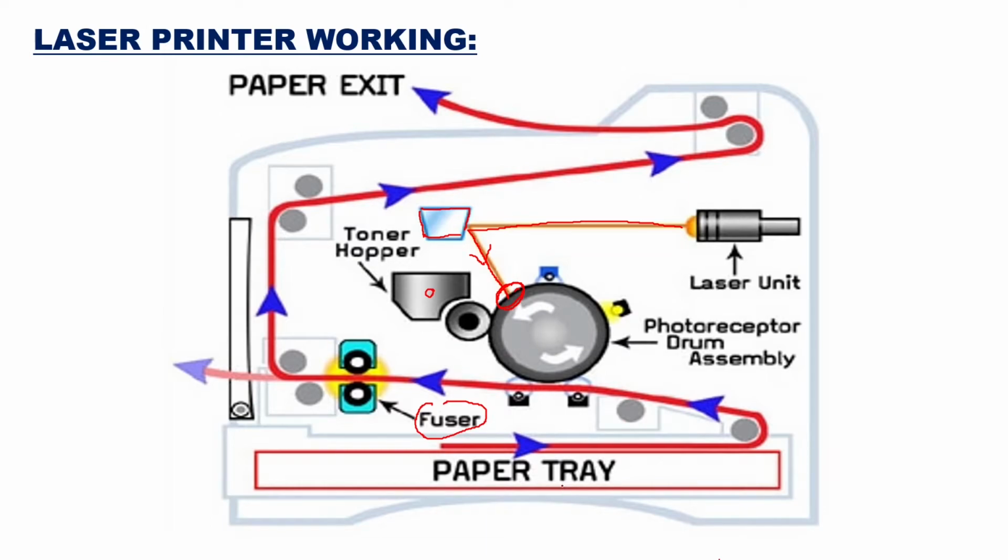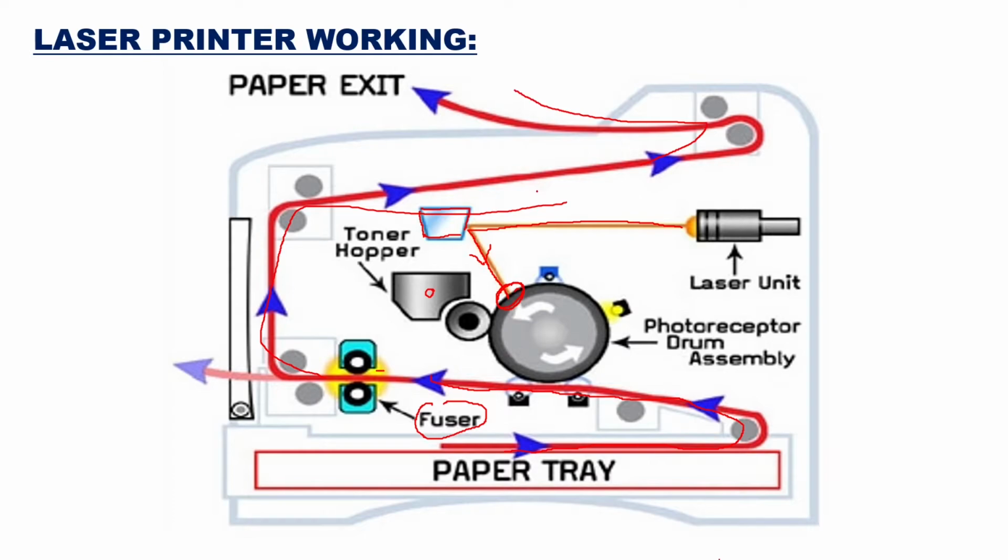From here your paper will enter. This shows the paper entering. It will go to the fuser, it will get printed here, and then it will come out from here and go out of the printer.